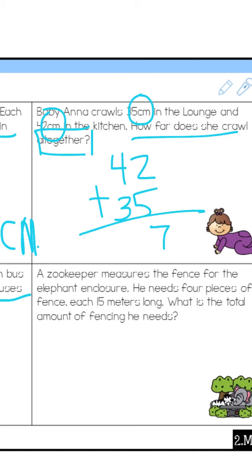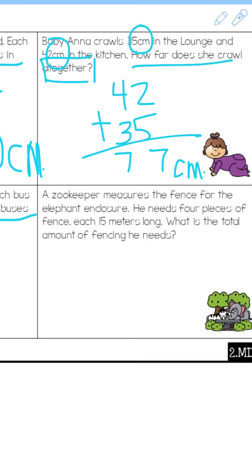Then add up your tens place. 4 plus 3 is 7. So you get 77 centimeters. Okay, one more together. It says a zookeeper measures the fence for the elephant enclosure. He needs 4 pieces of fence, each 15 meters long. What is the total amount of fencing he needs?